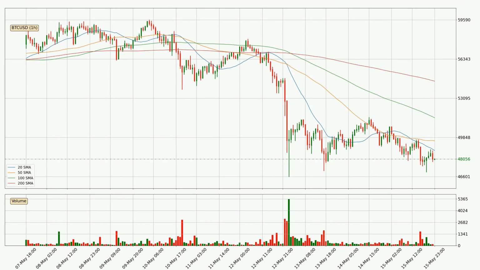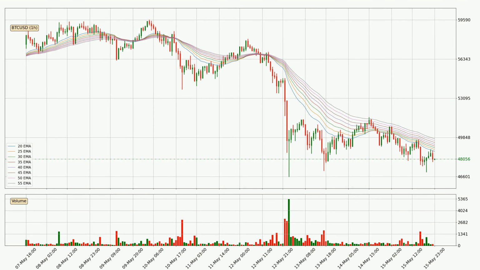Looking at the hourly simple moving averages, the current price is below all simple moving averages for this time interval, which looks bearish, and it is to watch if the closest SMA, the 20 SMA, will play as resistance or the price will break it to the upside above the current price of around 48,767.